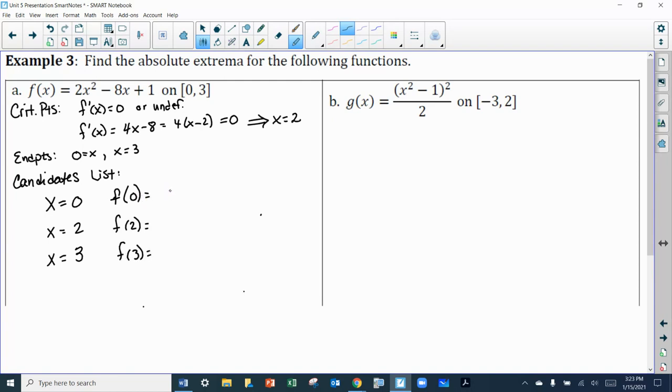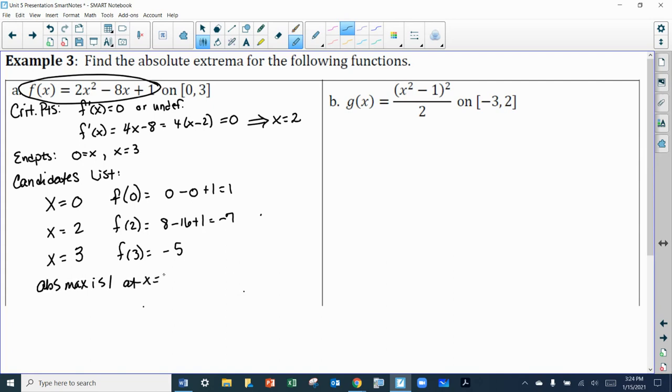0 goes in. I'd have 0 squared times 2 is 0, minus 0, plus 1. Looks like we get 1. 2 goes in. 4, 8, 8 minus 16 plus a 1. You probably can't see my eyes, but I'm looking back there. And negative 8 plus 1 is a negative 7. Can you calculate out the 3? When 3 goes in, it comes out to be negative 5. Trust me on that one. All right, absolute max. Absolute max is 1 at x equals 0. Absolute min is negative 7 at x equals 2.